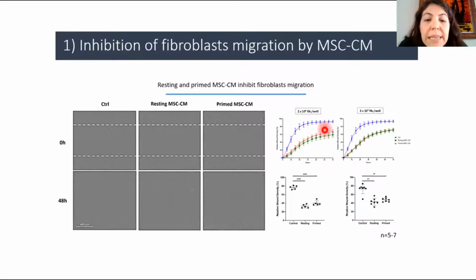from MSCs. In these graphs, we can see the results that we obtained: in blue, the controls, and in red and green, the samples that were treated with conditioned media from either resting or primed MSCs. And as we can see, there is a decrease in the cellular density compared to the controls, and there was no difference between the conditioned media that was obtained from resting or primed MSCs. Here we are showing the summarized data that again shows how there is a decrease in the wound density compared to the controls.